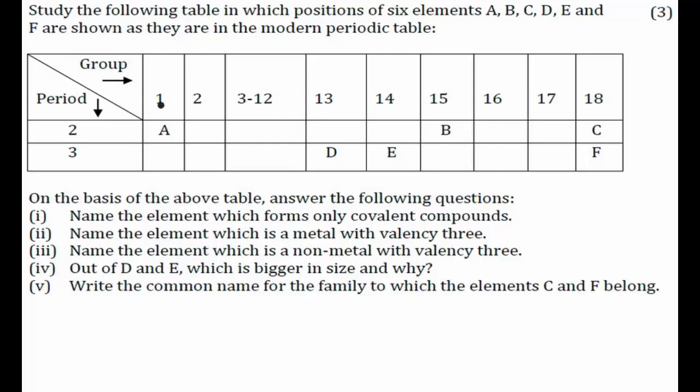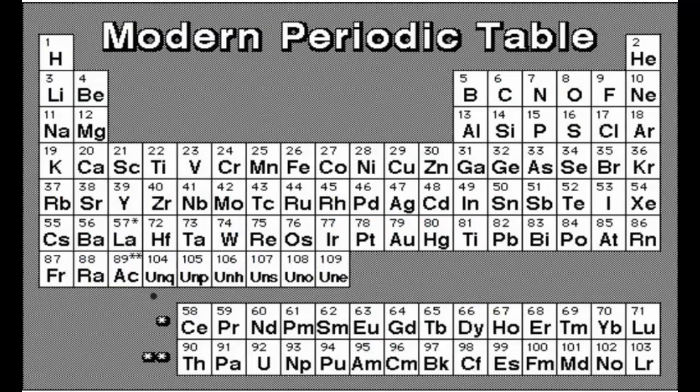Dear friends, let's see this particular question. Study the following table in which positions of 6 elements A, B, C, D, E and F are shown as they are in the modern periodic table. So first thing we will do in this question is see which elements are there actually. Let's see first the modern periodic table.